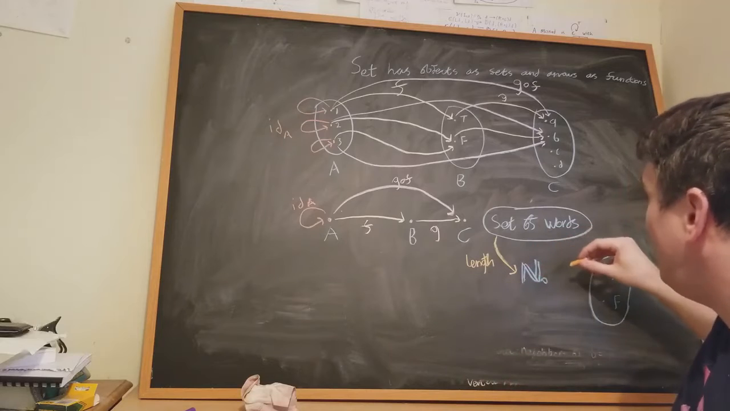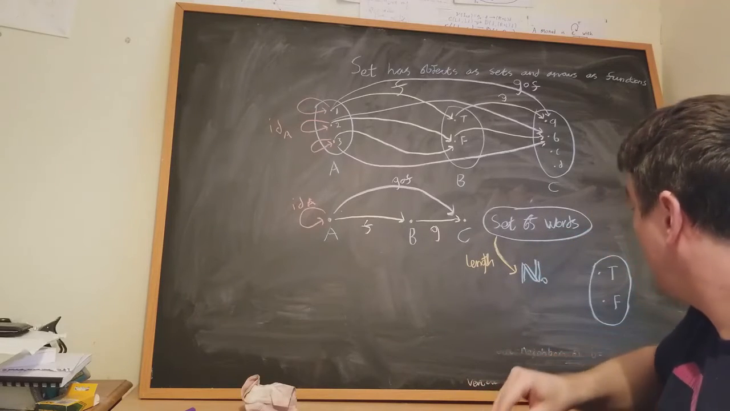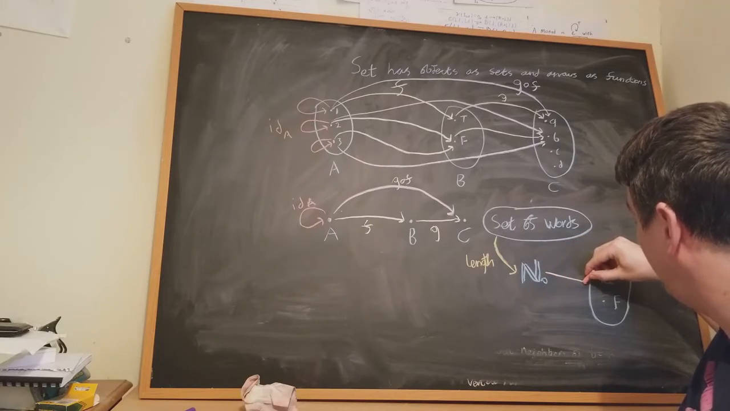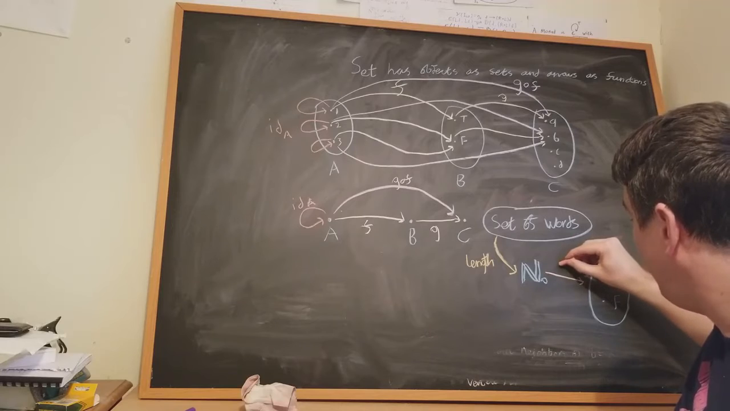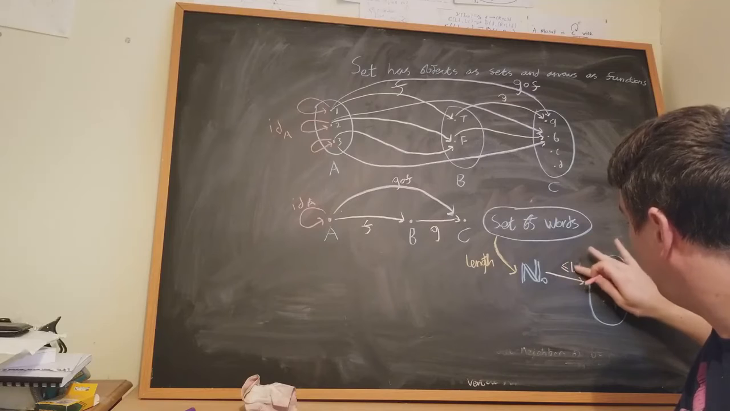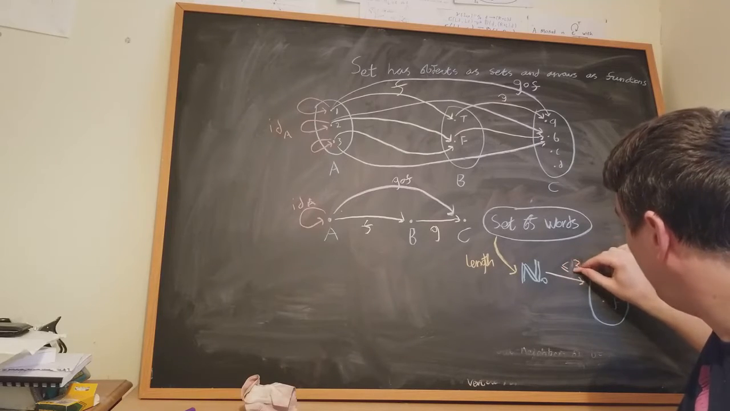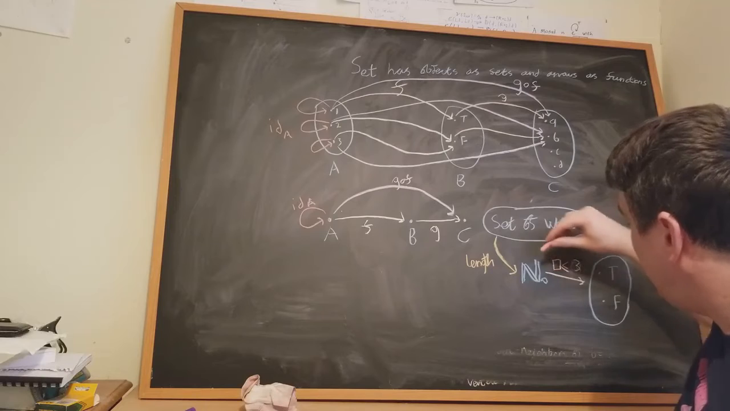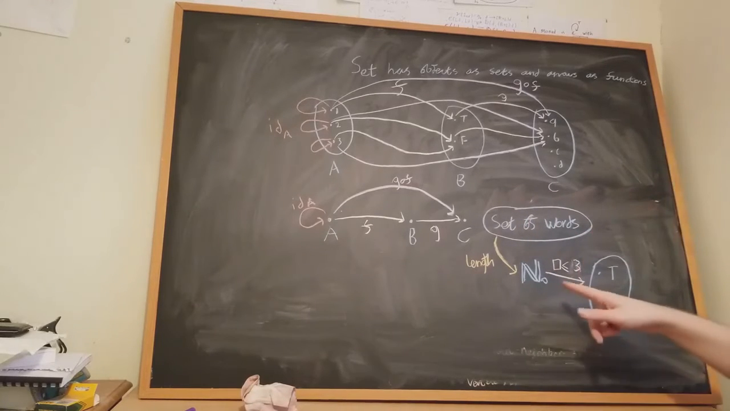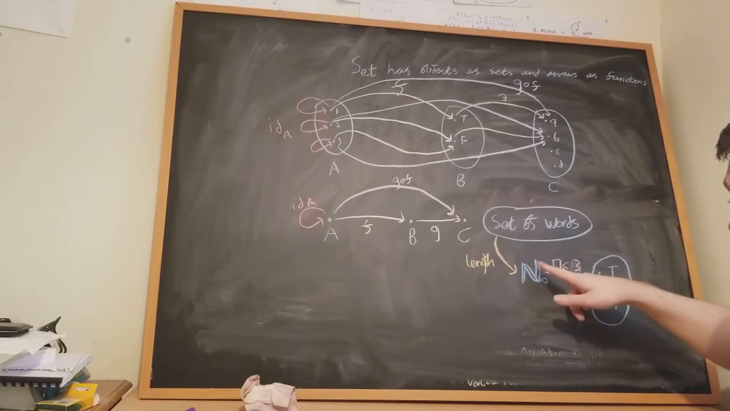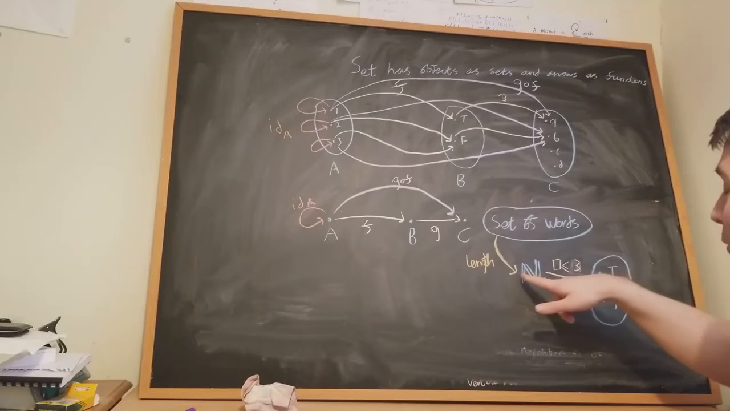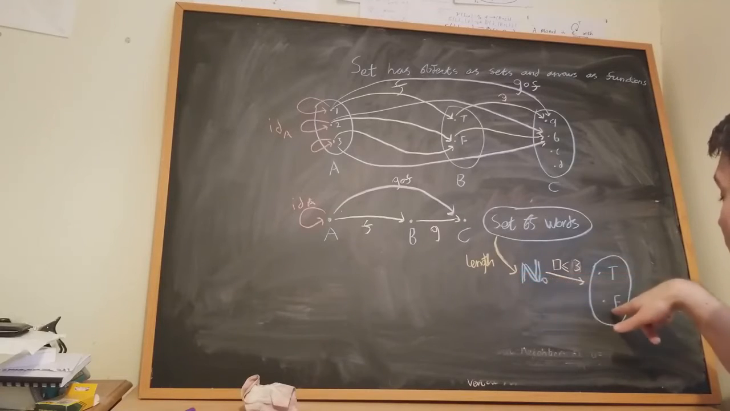Now let's have another function which goes from these non-negative whole numbers to true and false, and let's call that function less than or equal to 3. Okay, so the way this function works is that if your number is less than or equal to 3, then it's sent to true. Otherwise, it's sent to false.